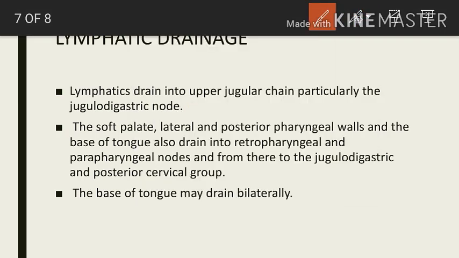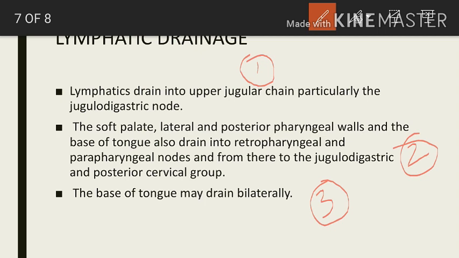Firstly, the lymphatics can drain into the upper jugular chain, particularly the jugulo-digastric node. Secondly, the soft palate, the lateral and posterior pharyngeal walls, and also the base of the tongue can drain into the retropharyngeal and the parapharyngeal nodes. And from there, again, it can drain into the jugulo-digastric and also the posterior cervical groove. Thirdly, the base of the tongue can drain bilaterally on both sides of the neck.